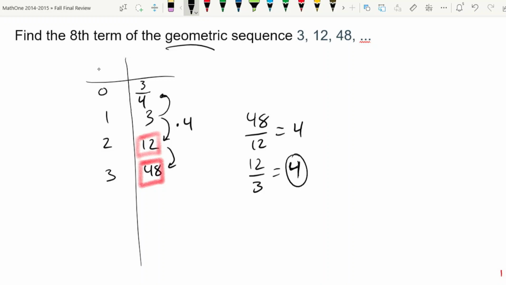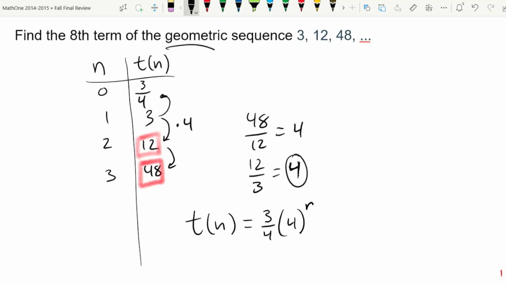So now I could go ahead and write exactly what the explicit term is, the function for this. If this is my term number and this is the value t of n at that spot, I could say t of n is equal to, starting with the number 3/4, keep multiplying by the number 4 n times. So you just repeatedly multiply by the number 4. Now, to figure out what this is for the eighth term, I'm just going to put 8 in for n.